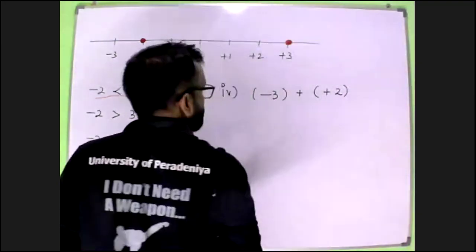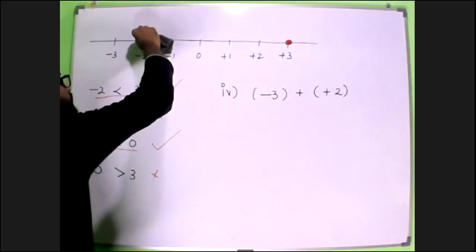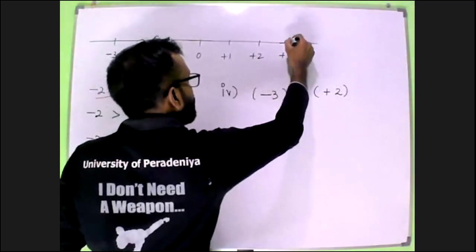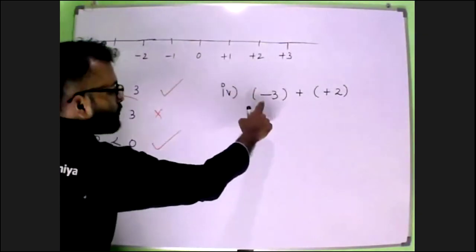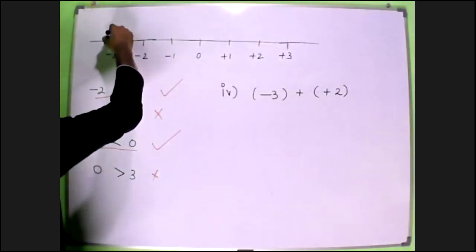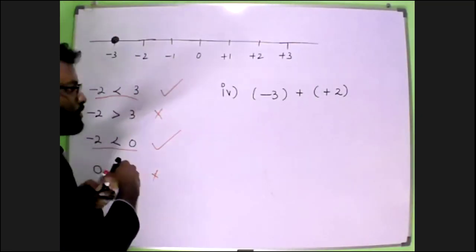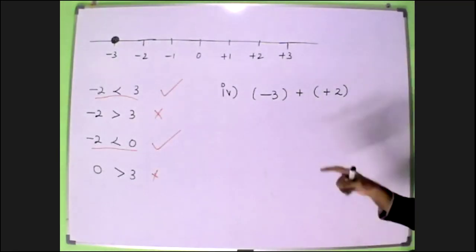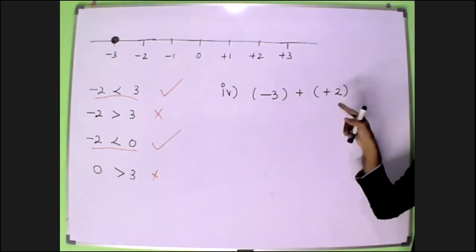Right. So first of all, I will find where is my minus 3. So this is my number line, and this is my minus 3. Okay, so minus 3 is here. So I have to add positive 2 to that.